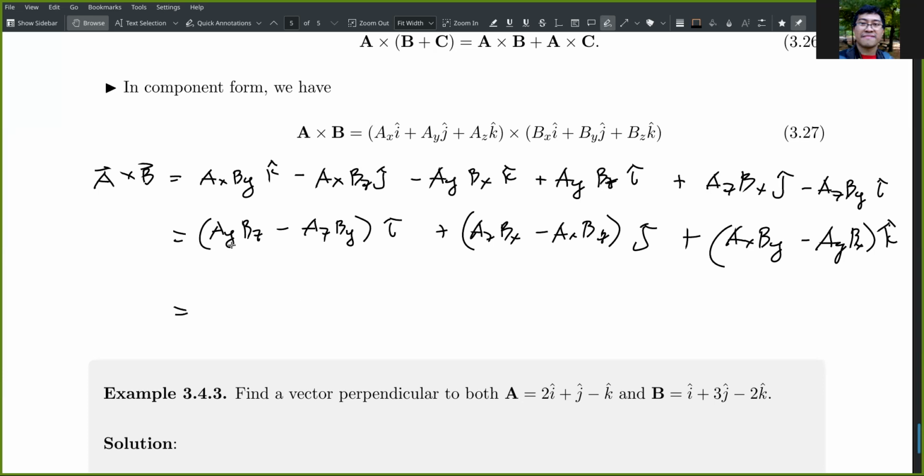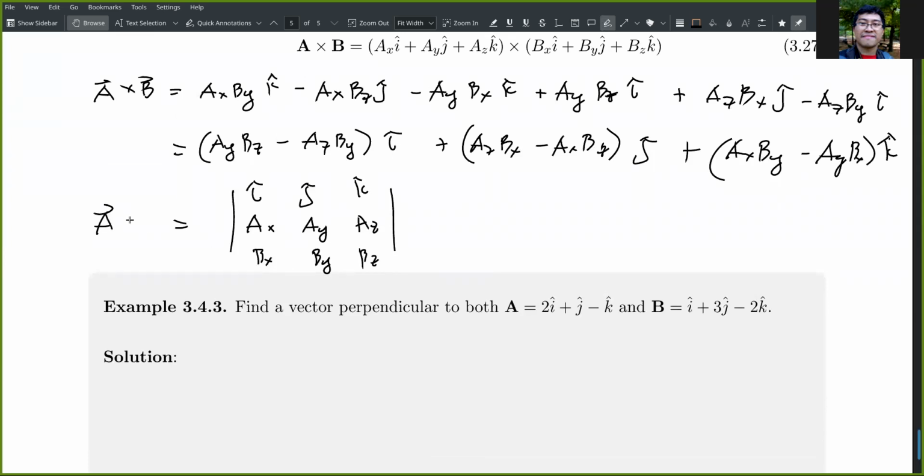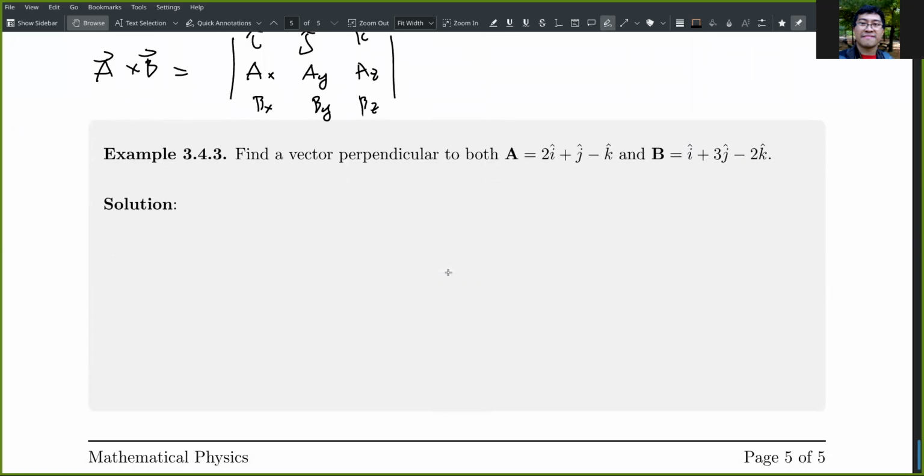This can also be written in a more compact form by making use of the determinant. So I, J, K on the first row, AX, AY, AZ on the second row, BX, BY, BZ on the third row. Although it's not important, for you to easily remember, you have I, J, K, AX, AY, AZ here, and BX, BY, BZ. That's our compact form for A cross B.